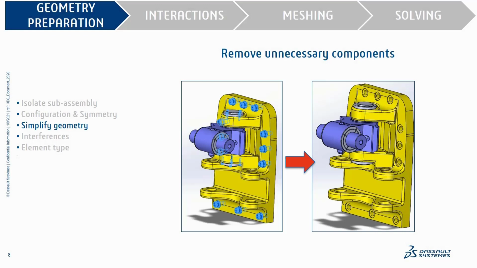Next, simplified geometry. Let's talk about how to simplify. That just means removing unnecessary components. Here's an example. I'm going to remove all the screws, nuts, and bolts because we already know how they're going to perform, so we don't need to include them in our analysis.